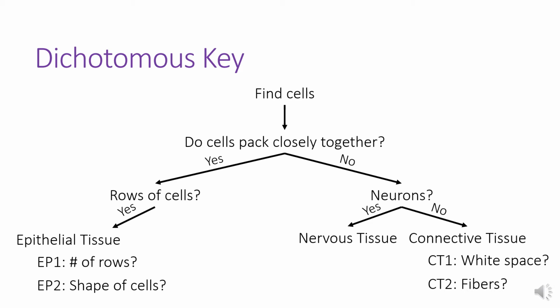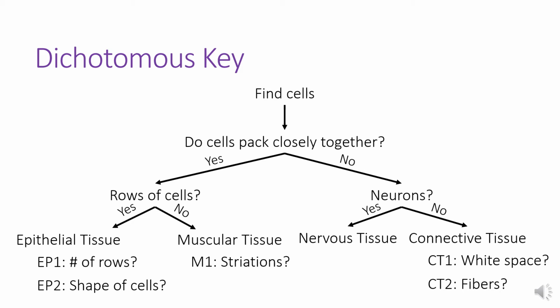If we ask, do these cells that pack closely together line up in rows, and we say no, well, that tells us we're probably looking at a muscular tissue. Once we've determined that, we ask different follow-up questions that are unique to the muscular tissues. The first one is, do we see striations, a tiger stripe kind of appearance? If no, we don't, we're probably looking at smooth muscle.